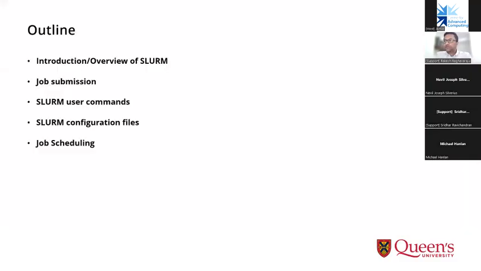To begin with, this will be the outline of my presentation. First, I'll go over a quick overview or an introduction to what SLURM is, and most of you, as analysts working with Alliance, might be aware of these things, but just to give you an introduction to what SLURM is, followed by job submission scripts, how we submit jobs, then some of the useful utilities that we can use using SLURM. These are SLURM user commands. Then I will look into SLURM configuration files, followed by job scheduling. How are jobs scheduled using the SLURM scheduler?